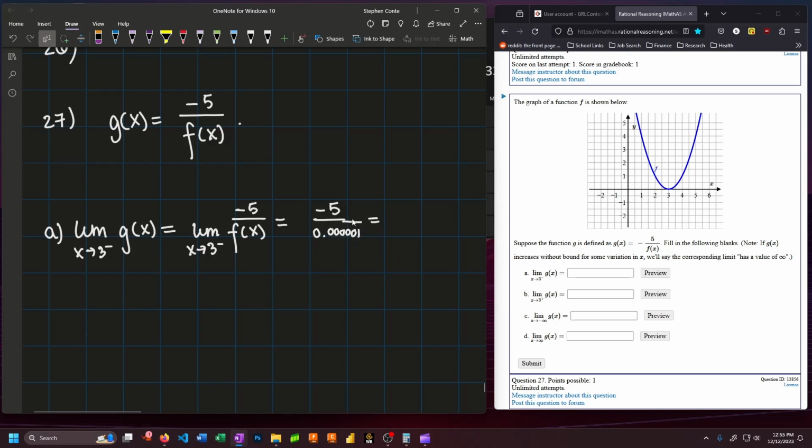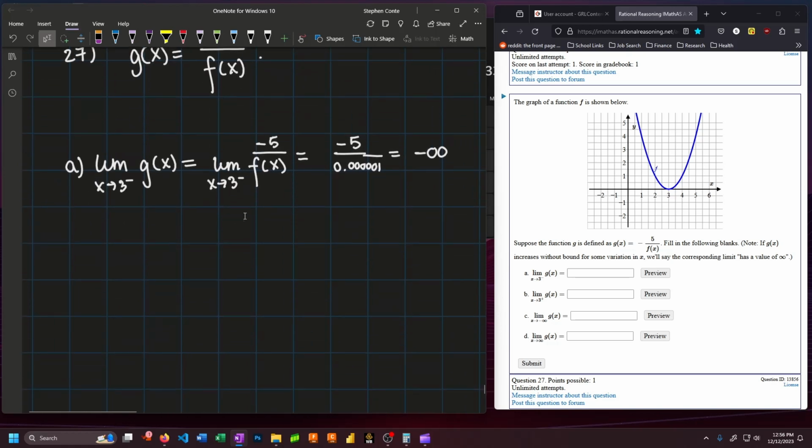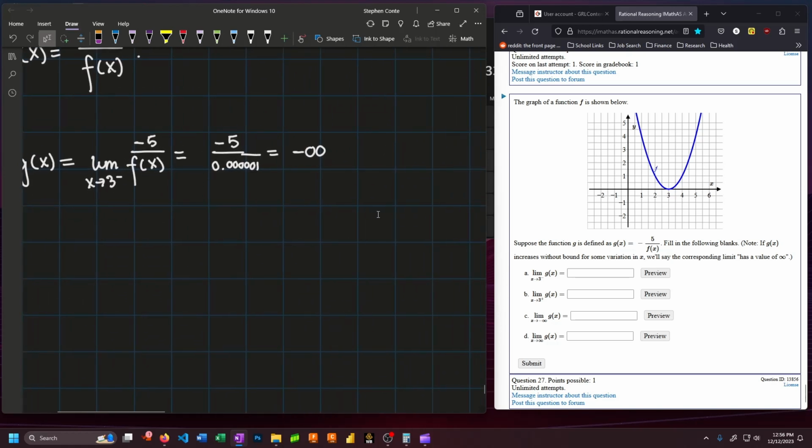But this ratio, if I take a big number, or a whole number like 5 or even 1, and I divide it by a really, really tiny number, it's going to give me some huge number. And because we're dividing here by a negative, we can say that this is technically going to be negative infinity. Okay? And let's just be sure, right?